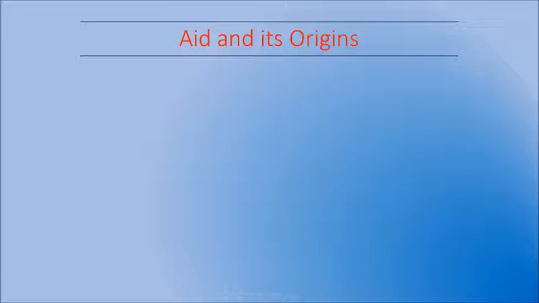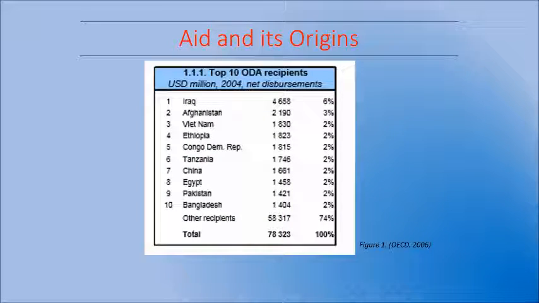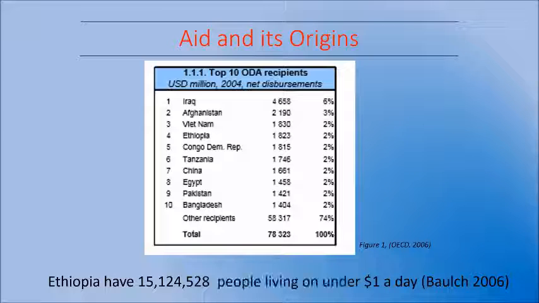Now we know what aid is, do we know where in the world right now it is happening? As you can see from figure 1, these are the top 10 recipients of Official Development Assistance, or ODA, in the world as of December 2004. After researching why these countries are in the top 10, I have found that over 15 million people are living on under $1 a day in Ethiopia, meaning that they are unlikely to meet the demands of living.